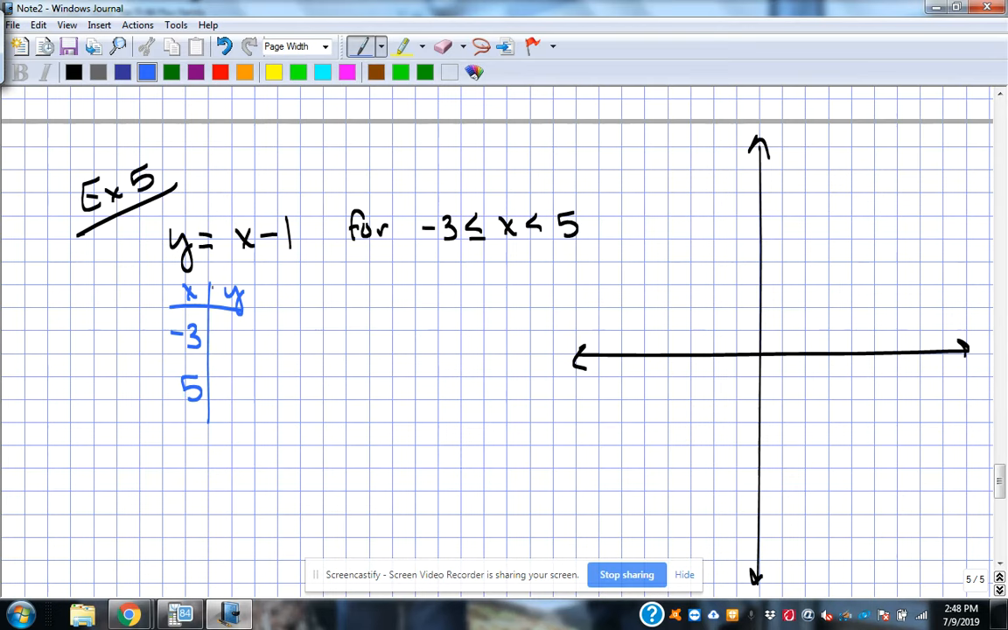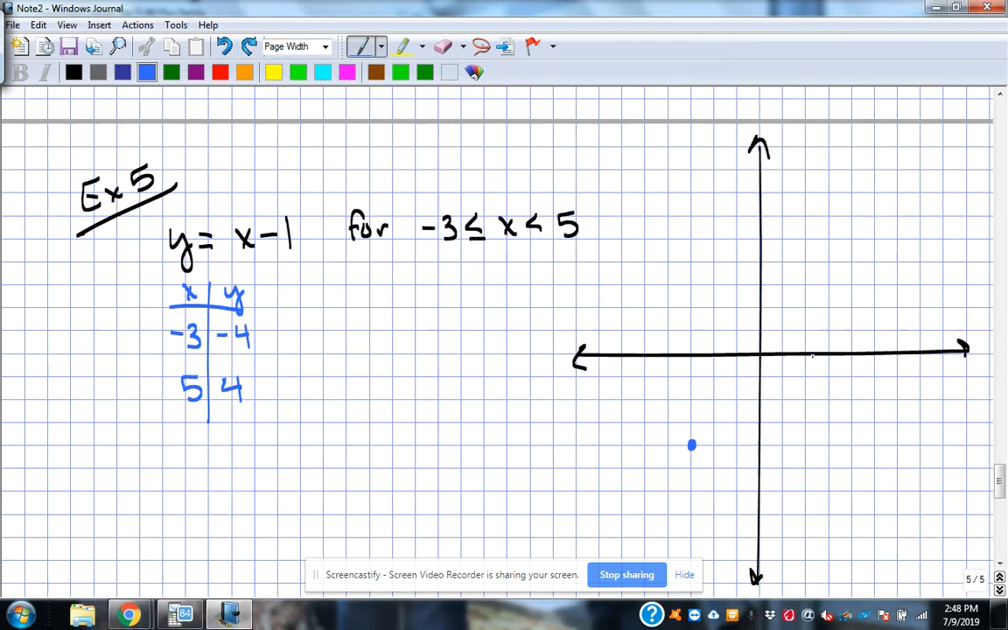So I plug in -3 for x. -3 minus 1 would be -4. Plug in 5. 5 minus 1 is +4. So at -3, -4, that's where my first point will be, and it'll be a filled in dot because it has the equal to mark there. That's where the filled in dot comes from.